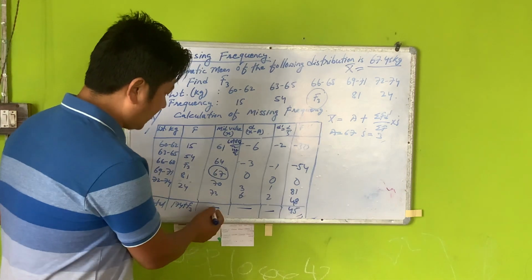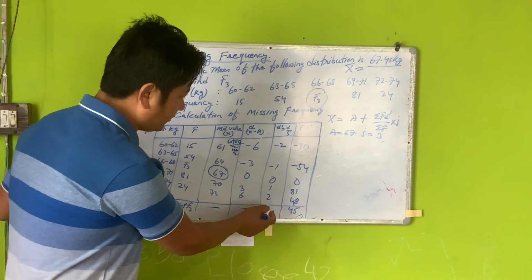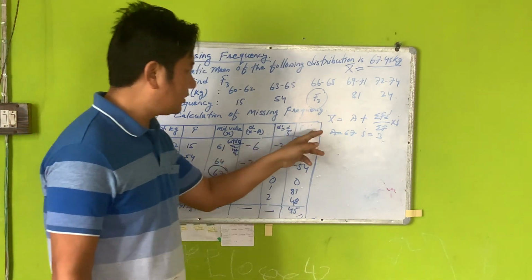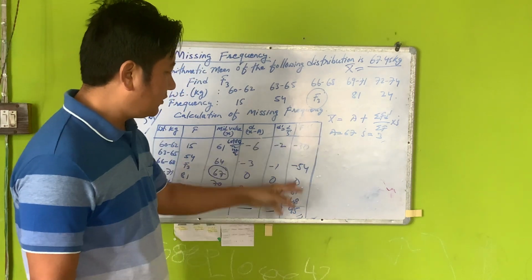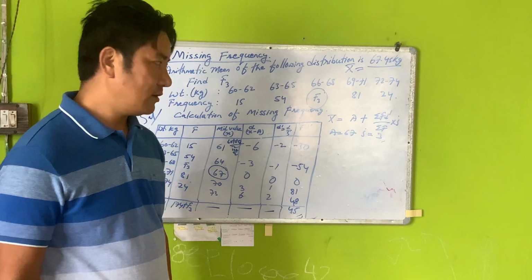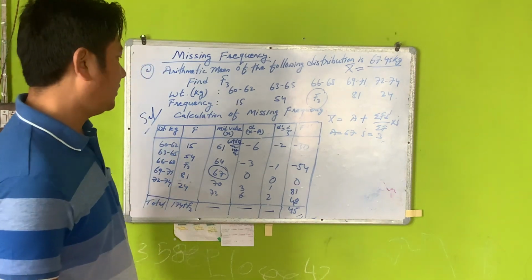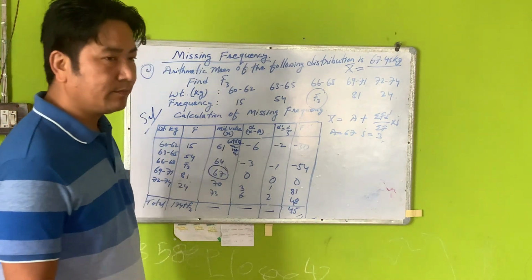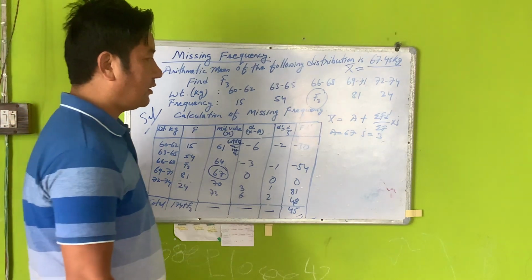Then you need not total the other columns. You straight away total fd dash. When you total it, with plus and minus, it will be 45. So you got all the information. Put this information in your formula.